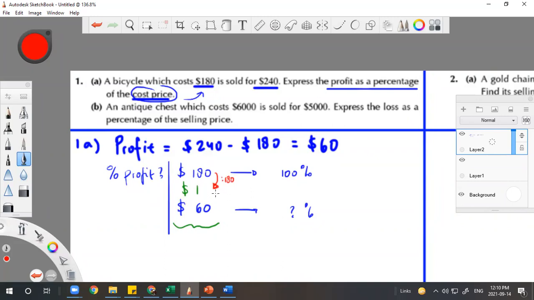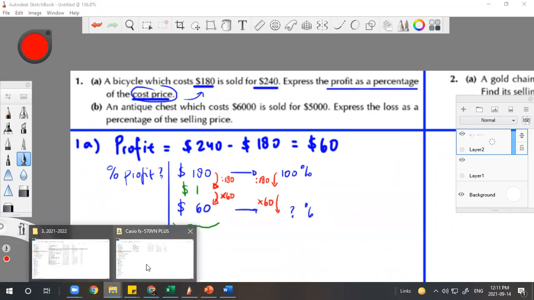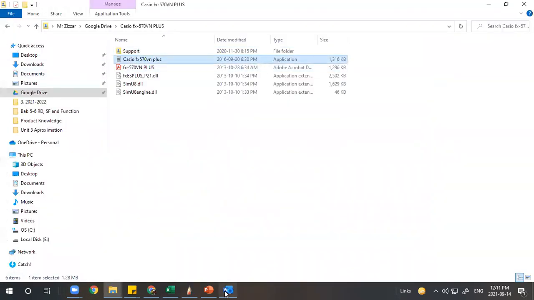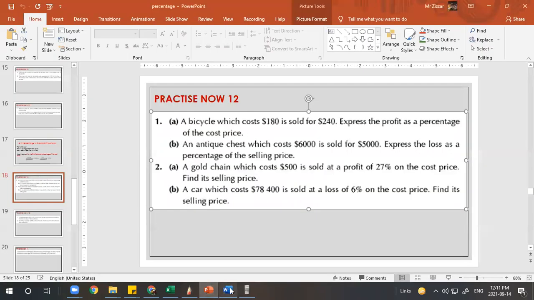So from 1 to 60, you have to multiply by 60, right? I just put a dot here. You can write it like this also, up to you. So in this case, on the right side, you have to do the same thing as on the previous side. You divide by 180, and then you multiply by 60, right? Now we use the help of a calculator to find the solution.